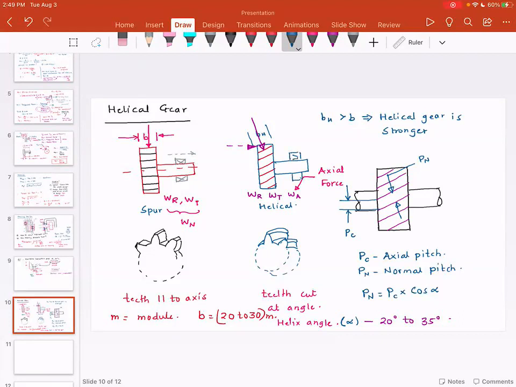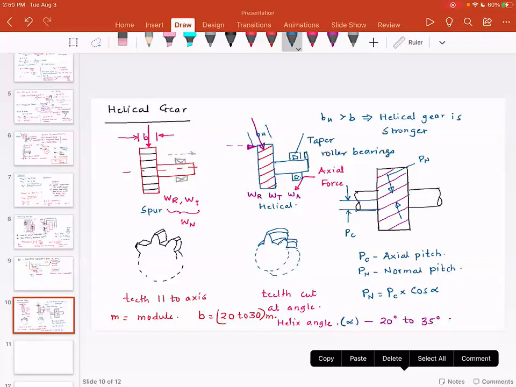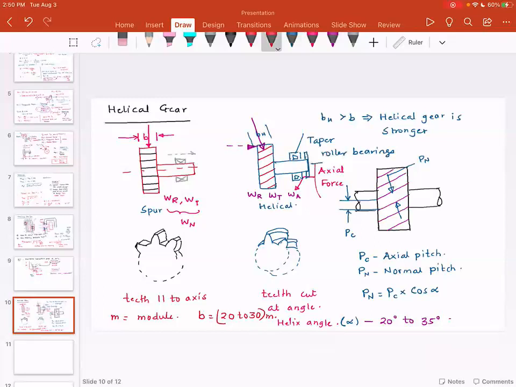In the case of helical gear, you have to use taper roller bearings or thrust bearings, to compensate for that axial thrust.